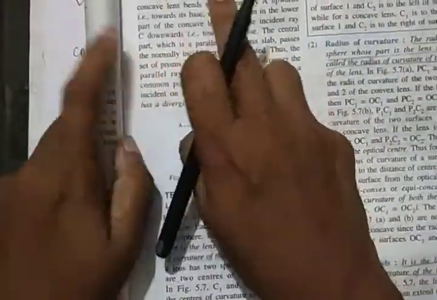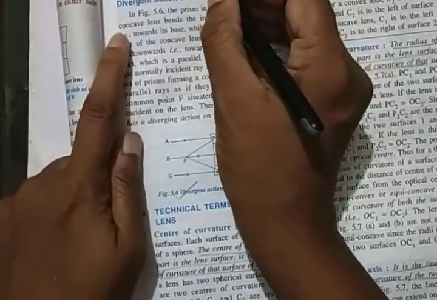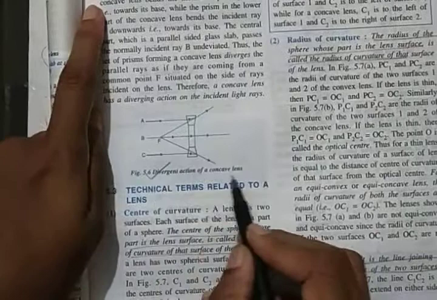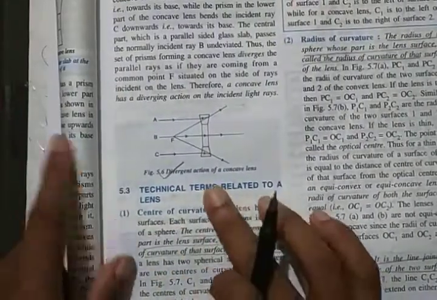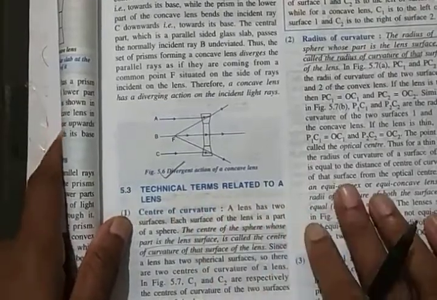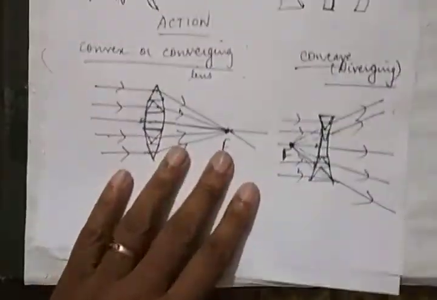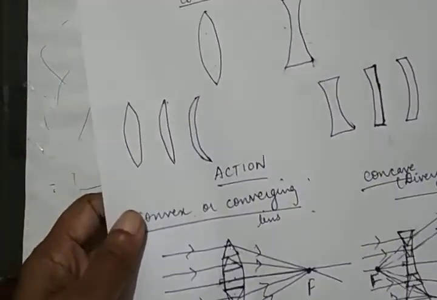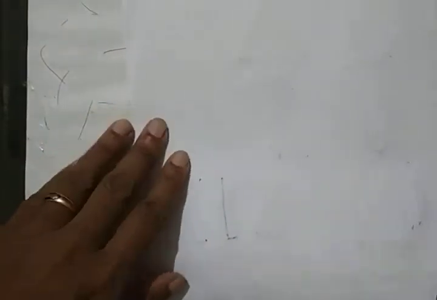So convergent action of convex lens, and then divergent action of concave lens. These two diagrams. Now we go to the technical terms related to a lens, like we had terms related to a mirror last year. So here we are having technical terms related to a lens. Now the first term is center of curvature.